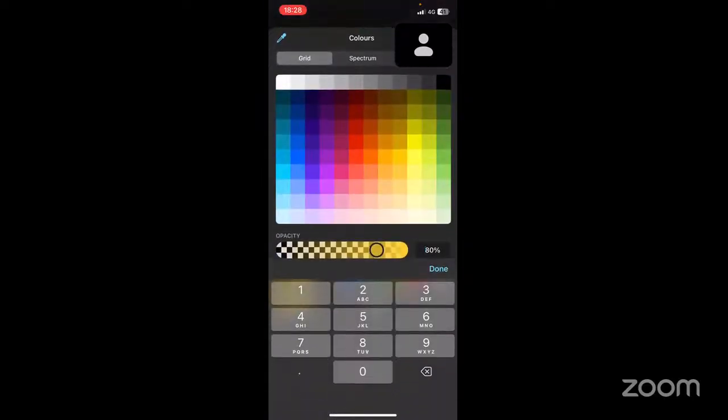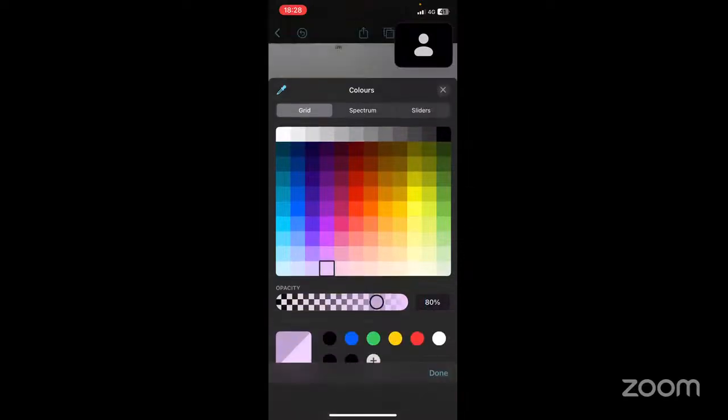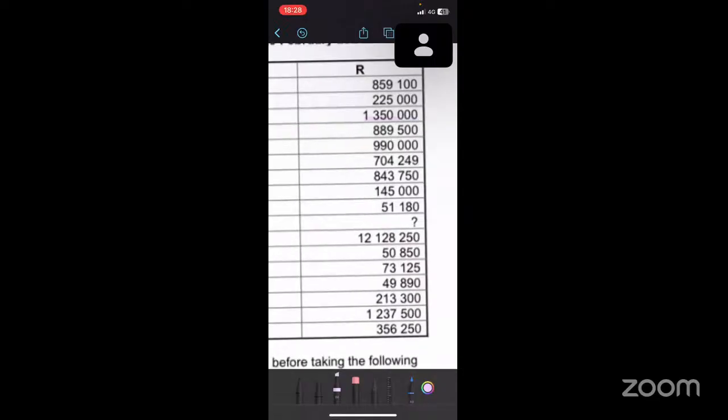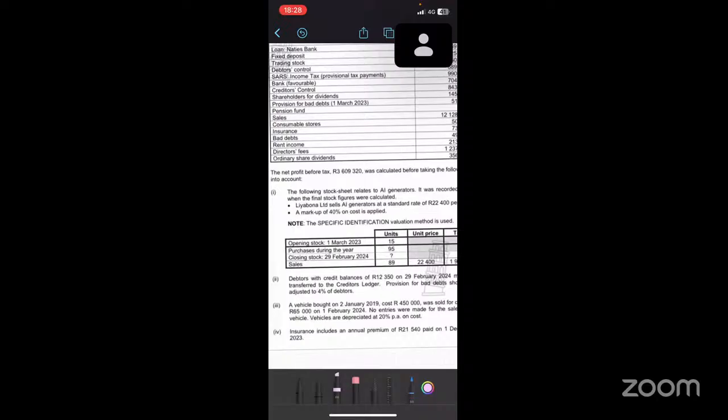They just have this amount over here. Let's see. Yes. No, done. They just have this amount over here. Do we have any adjustment that can help us to calculate for inventory?